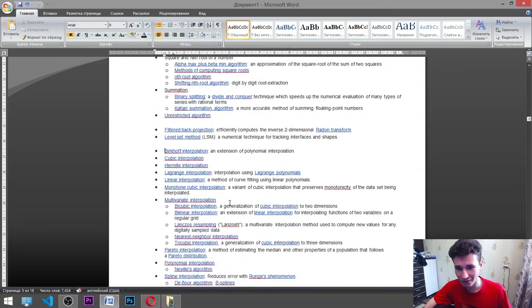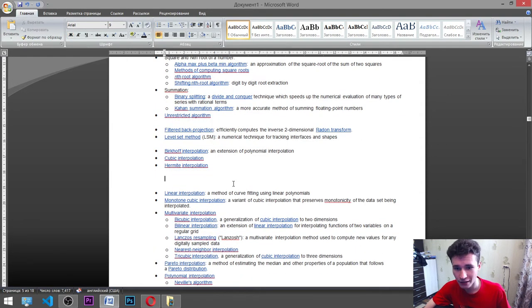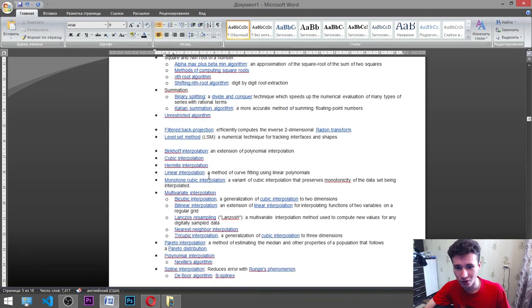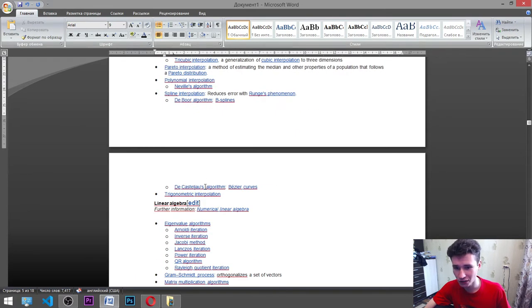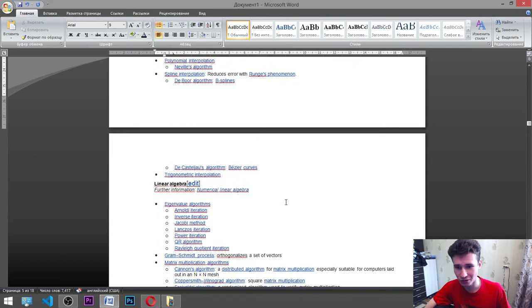Cubic Hermite, I heard about it, Lagrange interpolation, I know. Linear interpolation, monotone cubic, multivariate, Pareto interpolation, polynomial interpolation, spline interpolation, De Casteljau's algorithm, trigonometric interpolation.